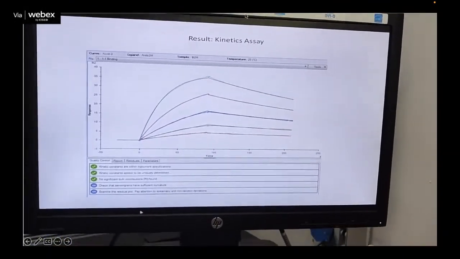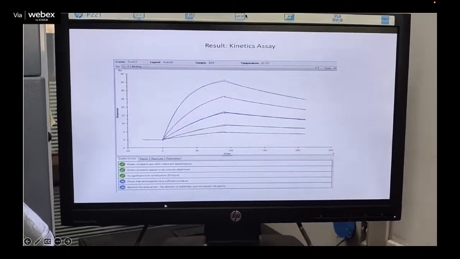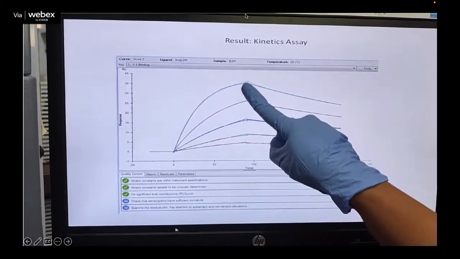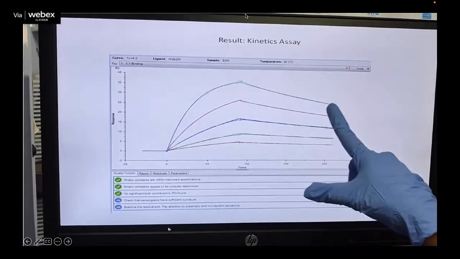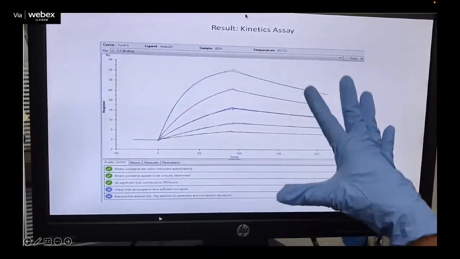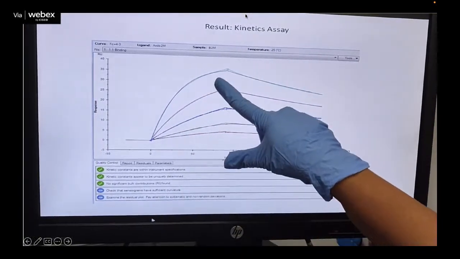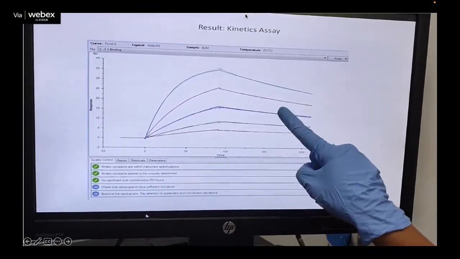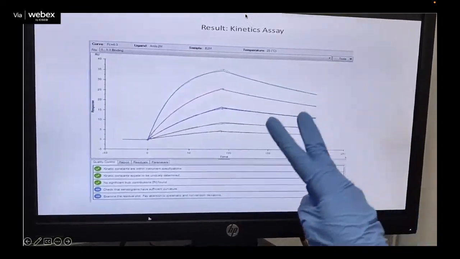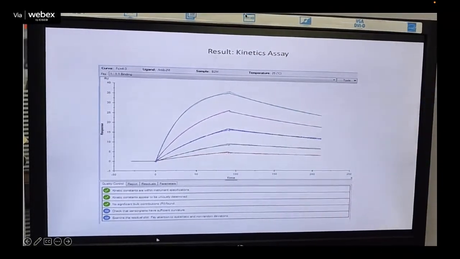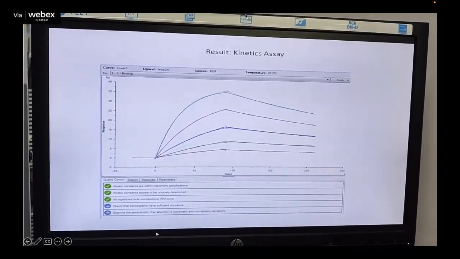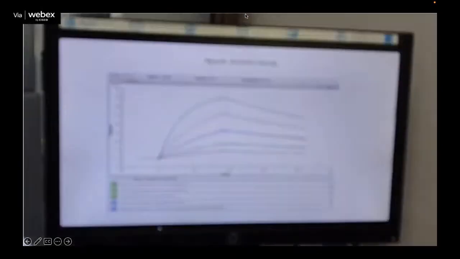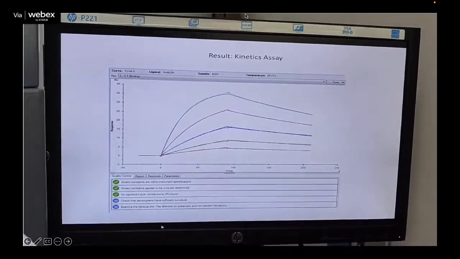Now, what do you get? When you pass your analyte, you will get the association. This is how the association looks, and then when buffer passes, we will get the dissociation. This will give you the small ka, the association rate constant. This will give you the small kd, the dissociation rate constant, and its ratio will give you the bigger KD, that is the equilibrium dissociation constant. That means this will give you the strength of interaction. The greater the strength, the smaller the KD value.